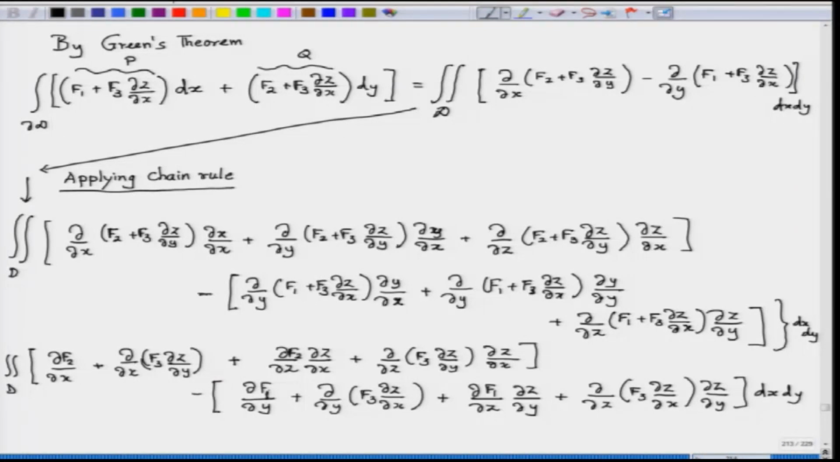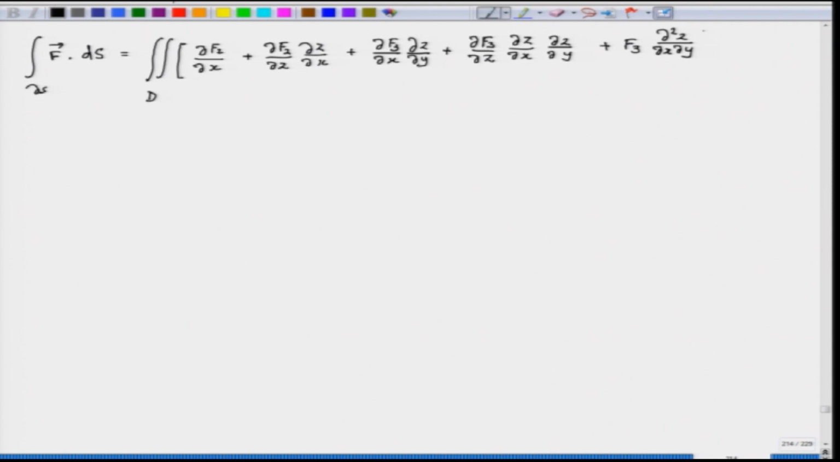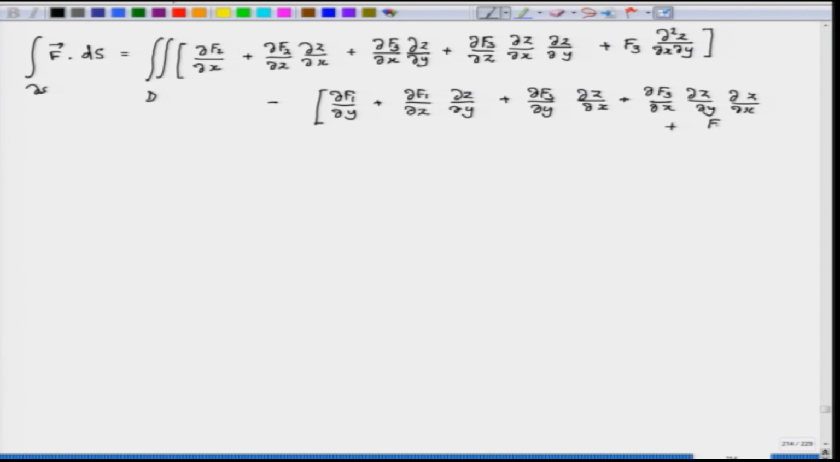So, you write this part minus, I will just write it in a fast way, ∂F1∂y plus ∂F1∂z ∂z∂y plus, I am running out of time, ∂F3∂y ∂z∂x plus ∂F3∂z ∂z∂y ∂z∂x plus F3 into ∂²z∂y∂x into dx dy.